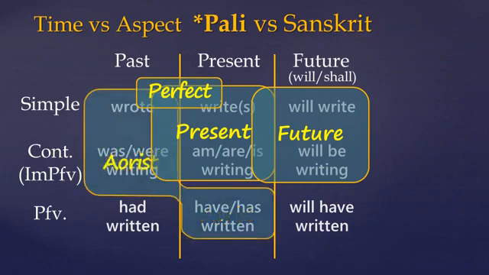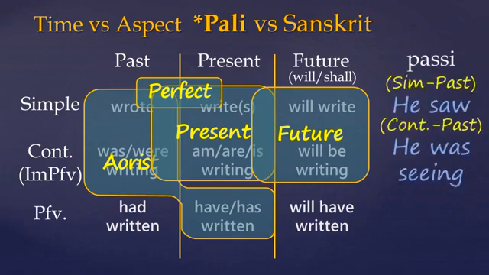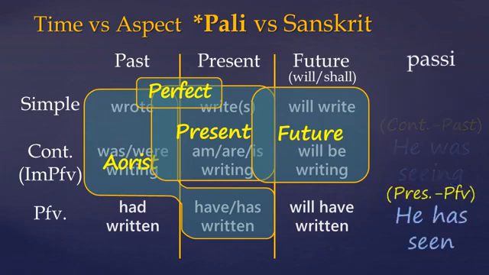Even the idea that the aorist is formed on the root and the imperfect on the present stem doesn't really hold in Pali. And in terms of meaning, this aorist tense can take either simple past, continuous past, or present perfect meanings. So the word 'passi' can mean he saw, he was seeing, or he has seen.